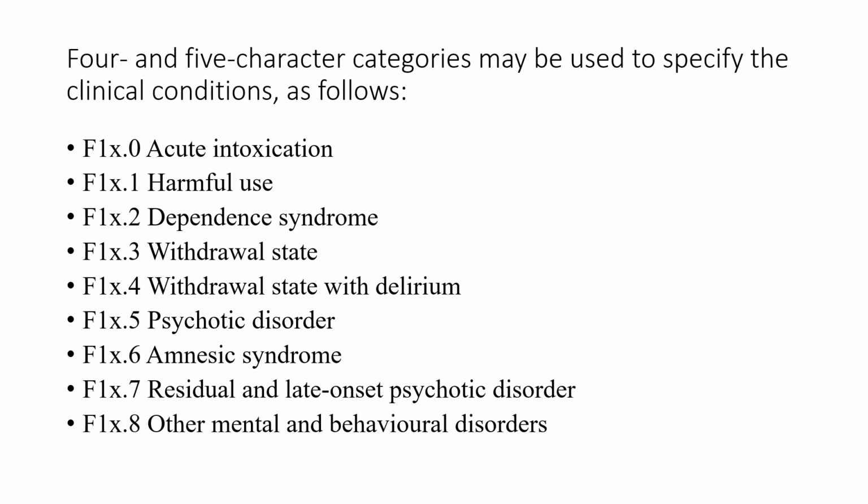And withdrawal state with delirium. Now delirium is a state in which the patient has altered sensorium. He doesn't know where he is. His orientation will be impaired. He will be talking irrelevant. He'll be aggressive. He'll be running around. So this is what is going to happen in withdrawal state with delirium. And then we have psychotic disorder, wherein the patient will start showing you features of psychosis.